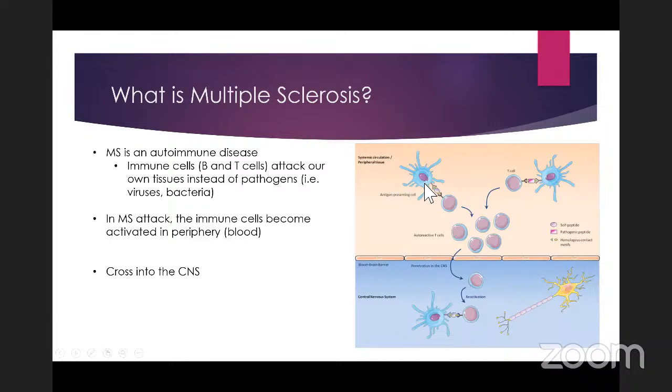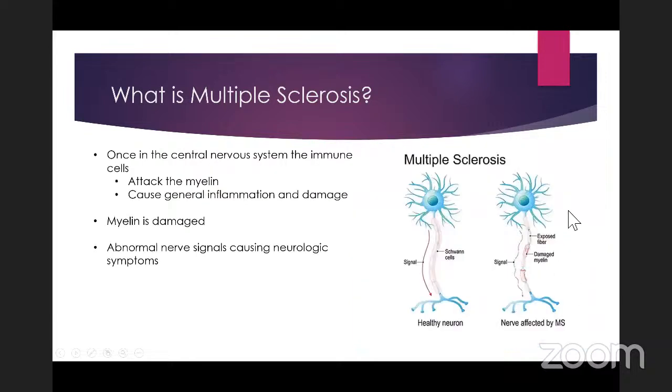And so they activate each other and they cross what's called the blood-brain barrier. This is like the gate between the blood and the central nervous system, where our brain and our spinal cord sit. So these activated T cells and B cells are out to attack their target. And unfortunately, their target looks a lot like myelin. And so what happens is that they cause damage and eat away at this myelin layer. And they cause generalized inflammation too.